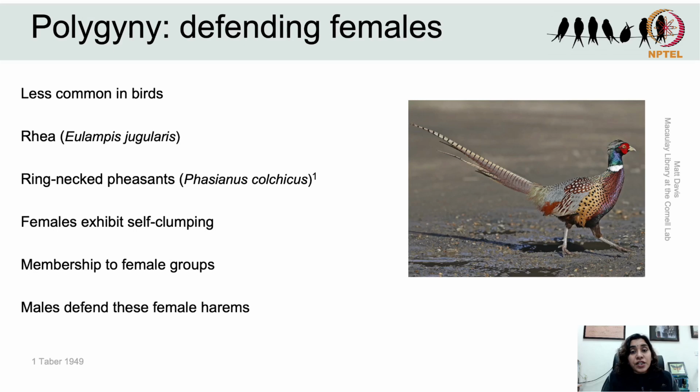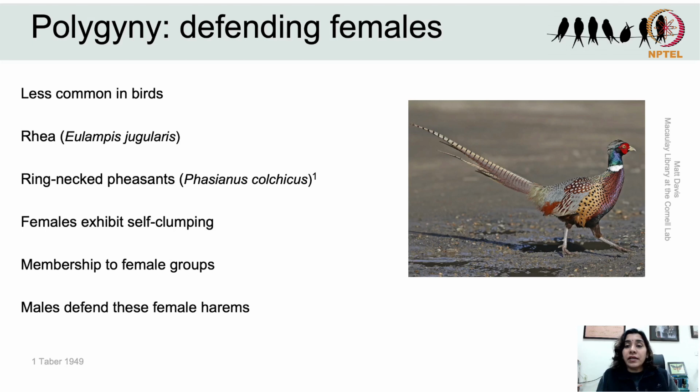A large number of females, if they are reproductively active together, then it becomes harder for the males to defend all the females from rival males. Now remember, energetic constraints to mate defense are also important. So the males can defend these large harems of females and mate with the females who are receptive at a given point of time and mate with the others who become receptive at a different point of time. This is female defense polygyny, and this is less common in birds and known for certain only in certain species of pheasants and in the greater rhea.